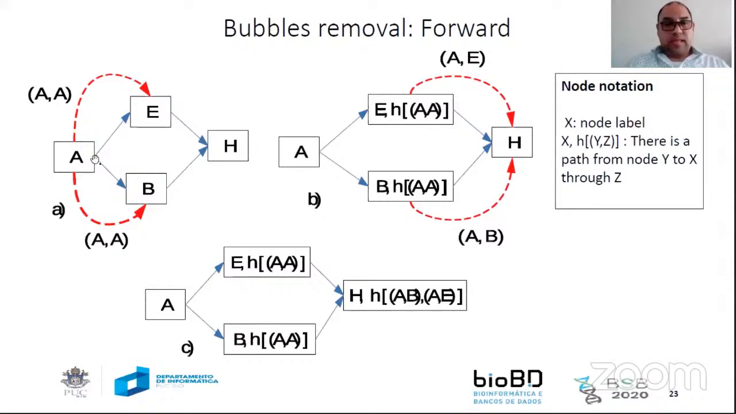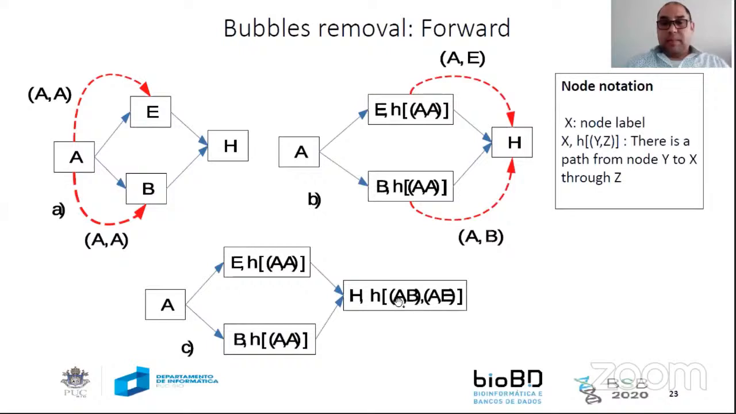In this example, the node A is the beginning of the bubble. It sends the information to its neighbor. The neighbor stores the message, the history, and sends another message, changing the history. For example, in node C, in graph C, we have node H with two histories, AB and AE. What is the meaning of that?